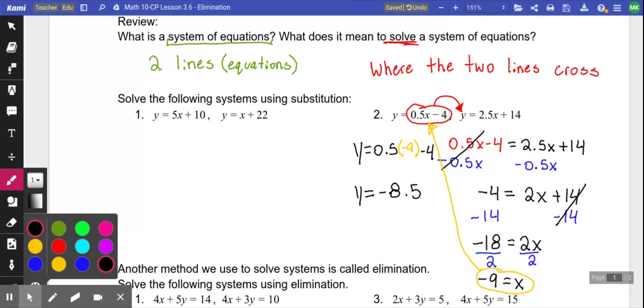You now have an x value and a y value, so you now know where these two lines cross each other. They cross each other at negative 9, comma, negative 8.5. Remember, you answer as a coordinate, where the x value goes first, the y value goes second.